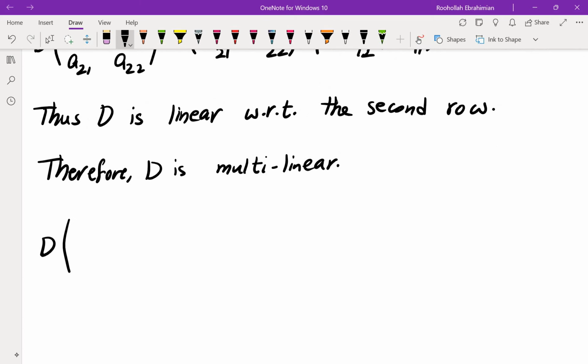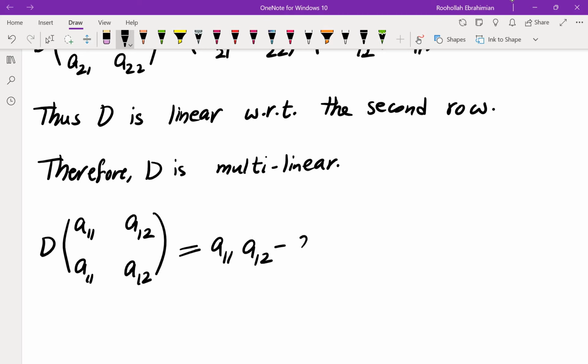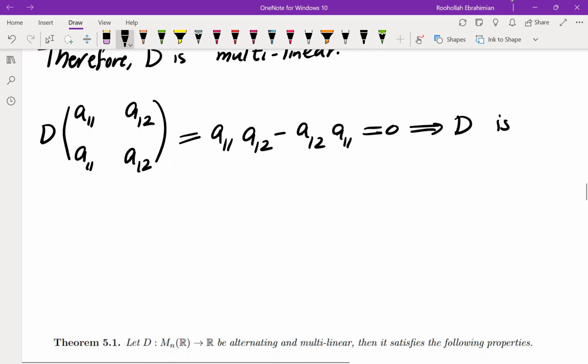So D of A11, A12, A11. So if two of the rows are the same, there's only two rows. This is equal to A11, A12 minus A12, A11, which is 0. And that means D is in fact alternating.